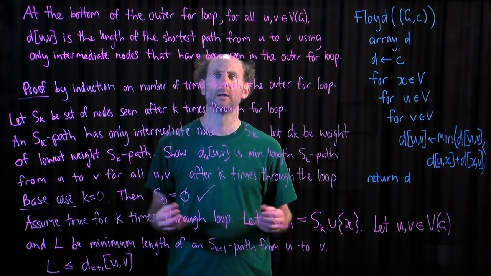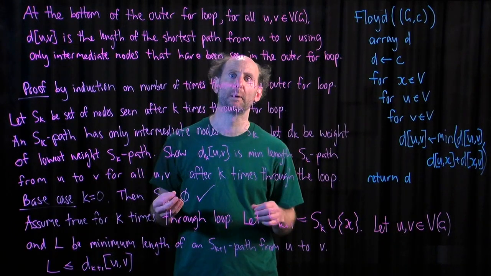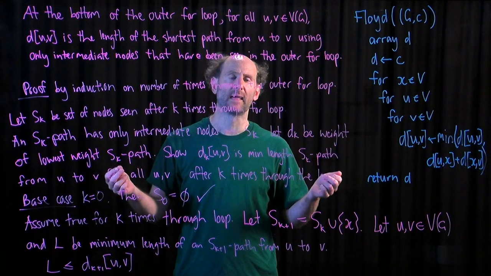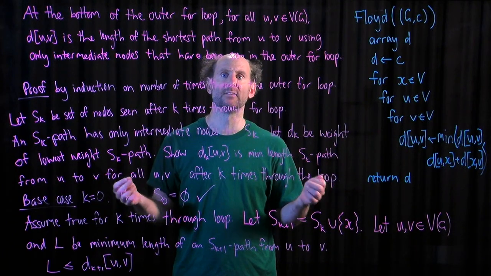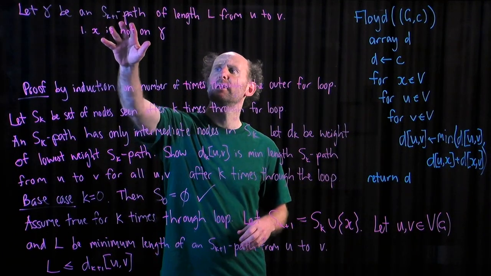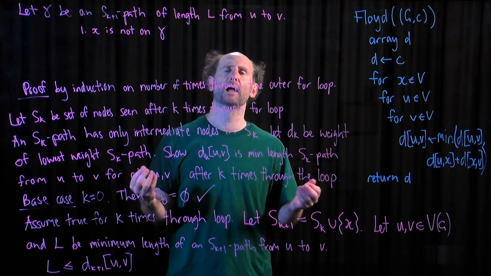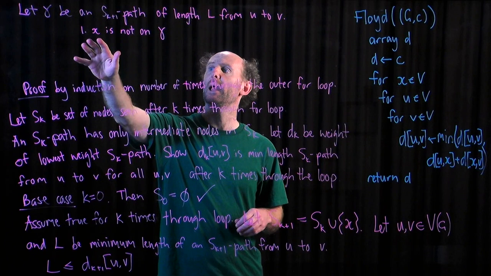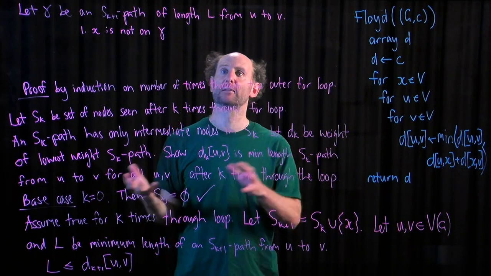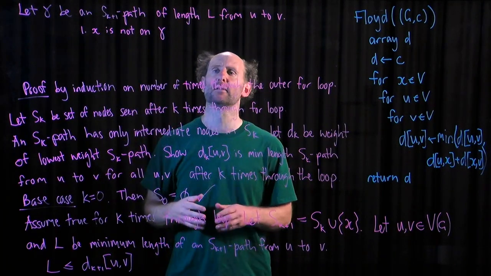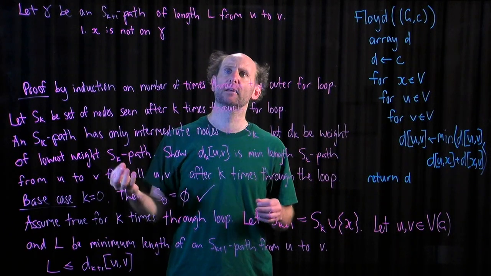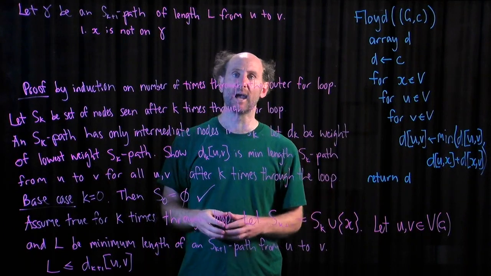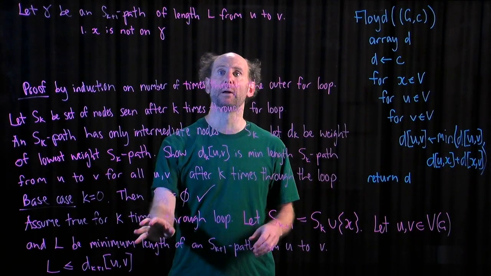Well, how do we do that? We'll choose an S_{k+1} path, and we'll call it gamma, that goes from u to v of length L, and we'll consider two cases. The two cases are when x is not on gamma and when x is on gamma. The first case is when x is not on gamma. Well, if x is not on gamma, gamma is simply an S_k path, so the result holds by the induction hypothesis.